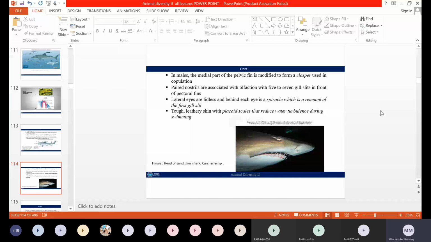If we talk about its nostrils, paired nostrils are associated with olfaction, with 5 to 7 gill slits in front of pectoral fins, right? Lateral eyelids are present here. You can see in the diagram, but these are lidless. And behind each eye, there is a spiracle, which is basically the remnant of the first gill slit, right? Its skin is very tough, leathery, with placoid scales that basically reduce the friction in the water during the swimming of these fishes, right?